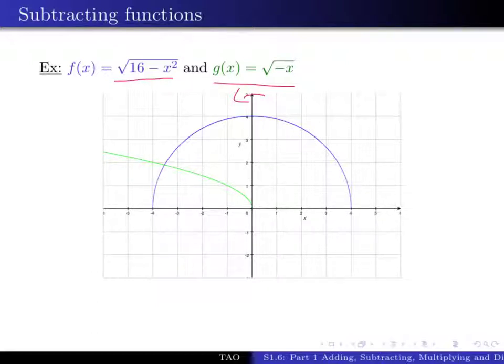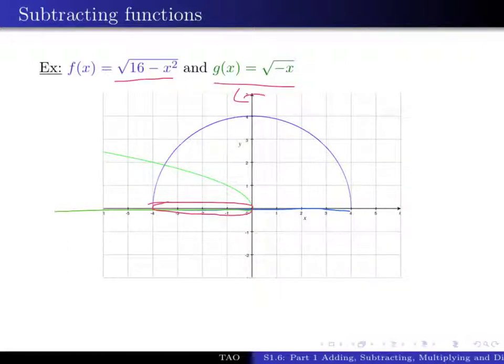And the important thing here is when we subtract these things, our blue, our semicircle, exists from negative 4 to 4. Our green, our square root of negative x, exists only to the left of 0. So the only things that should exist are these pieces in the middle.